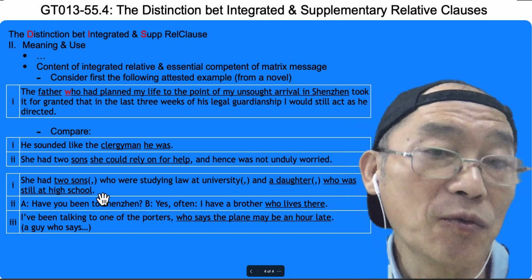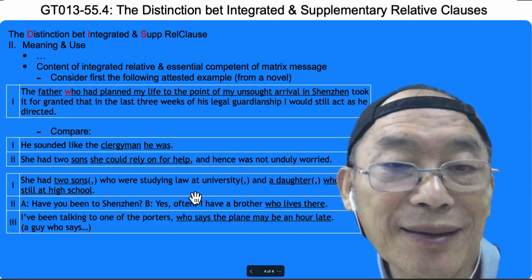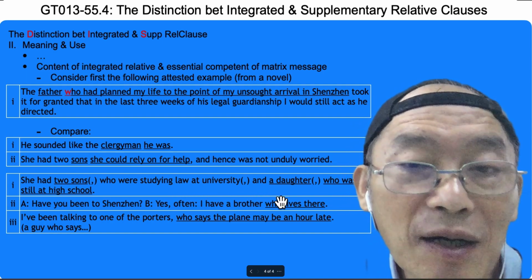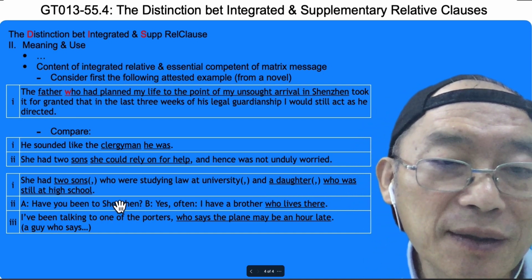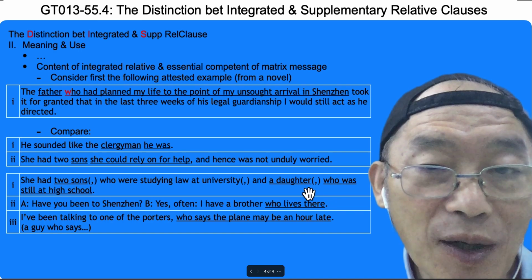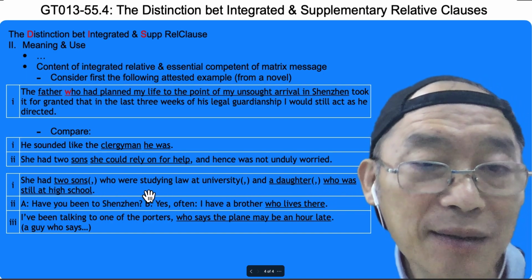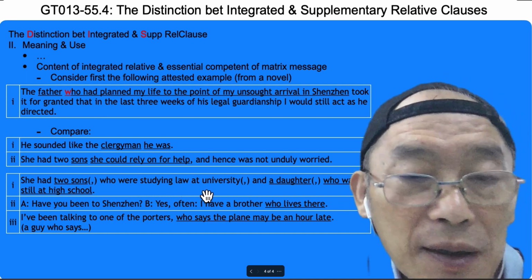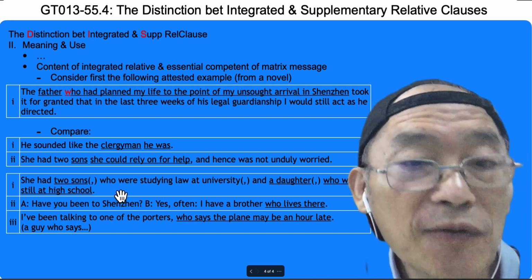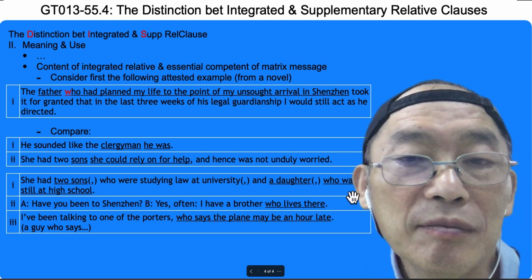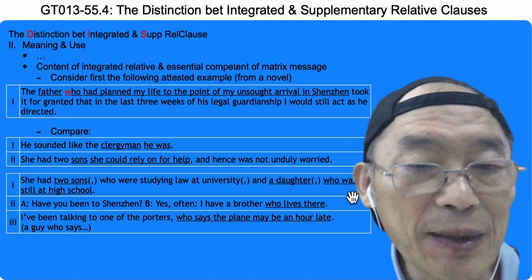If integrated, without a comma, then it's an integrated part. 2 sons were studying law at the university, and a daughter who was still at high school. Without the comma, it's an important part modifying this, but with the comma, then it's supplementary, just additional information. And there's no phonological prominence, because it's just supplementary, extra information.